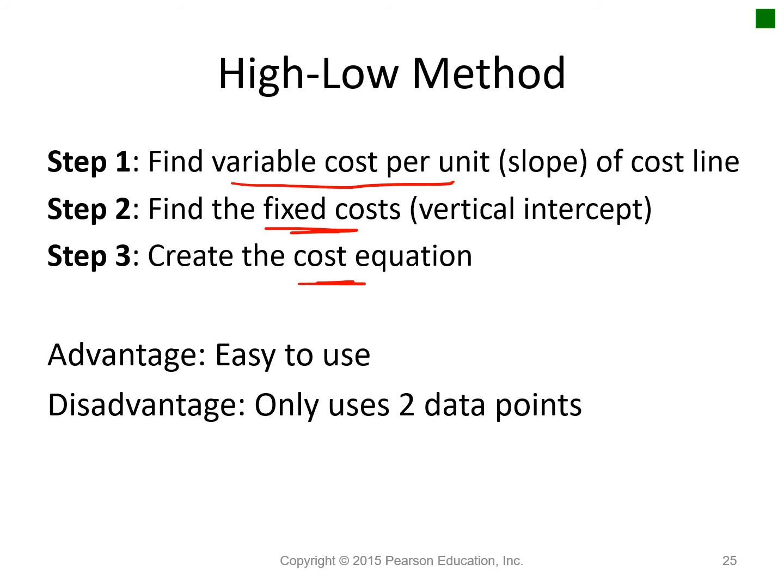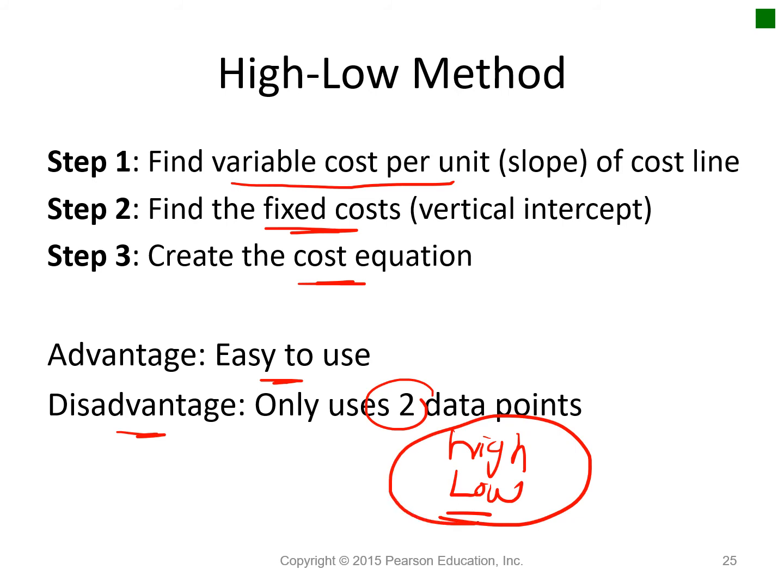The advantage is this is very easy to do. You'll probably learn it within 5 minutes, and you won't forget it. The bad thing about this method is you're only looking at 2 data points. You're only going to look at the high and the low. So your data can be thrown off by extreme data points, or what they call outliers or anomalies. If your high is too high or your low is too low, that could affect your predictions.